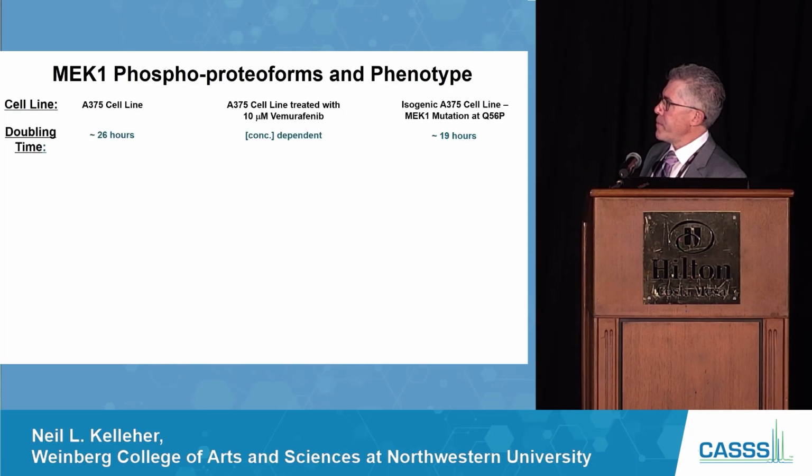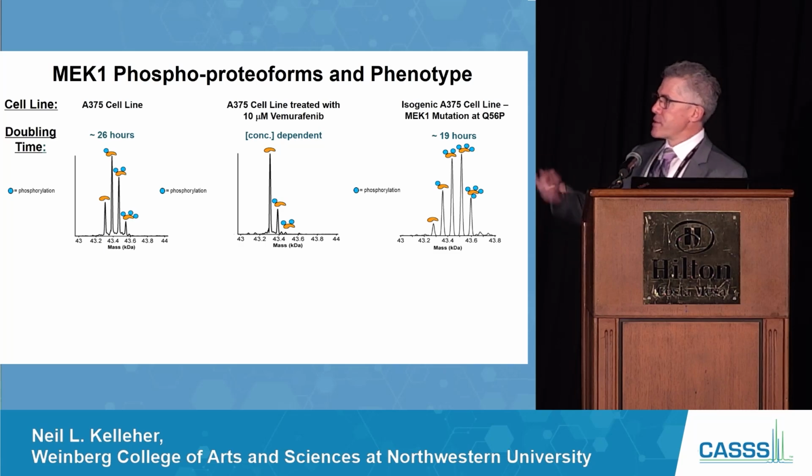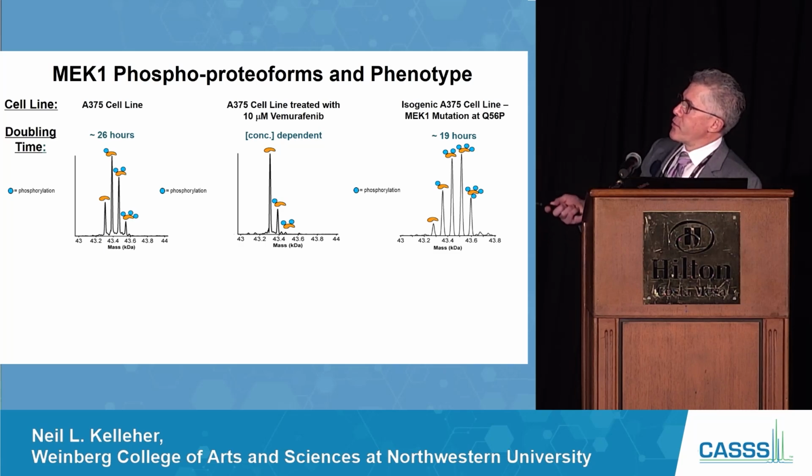And so here's now, I slow down the video. Here's MEK1 in a default cell line. So this is just a cell line model, super simple. Doubling time is there. You treat with a BRAF inhibitor, vemurafenib. Probably many of you know it. Look at that. There's the 1, 2, and 3 phosphos. Look at the 1 phospho now.